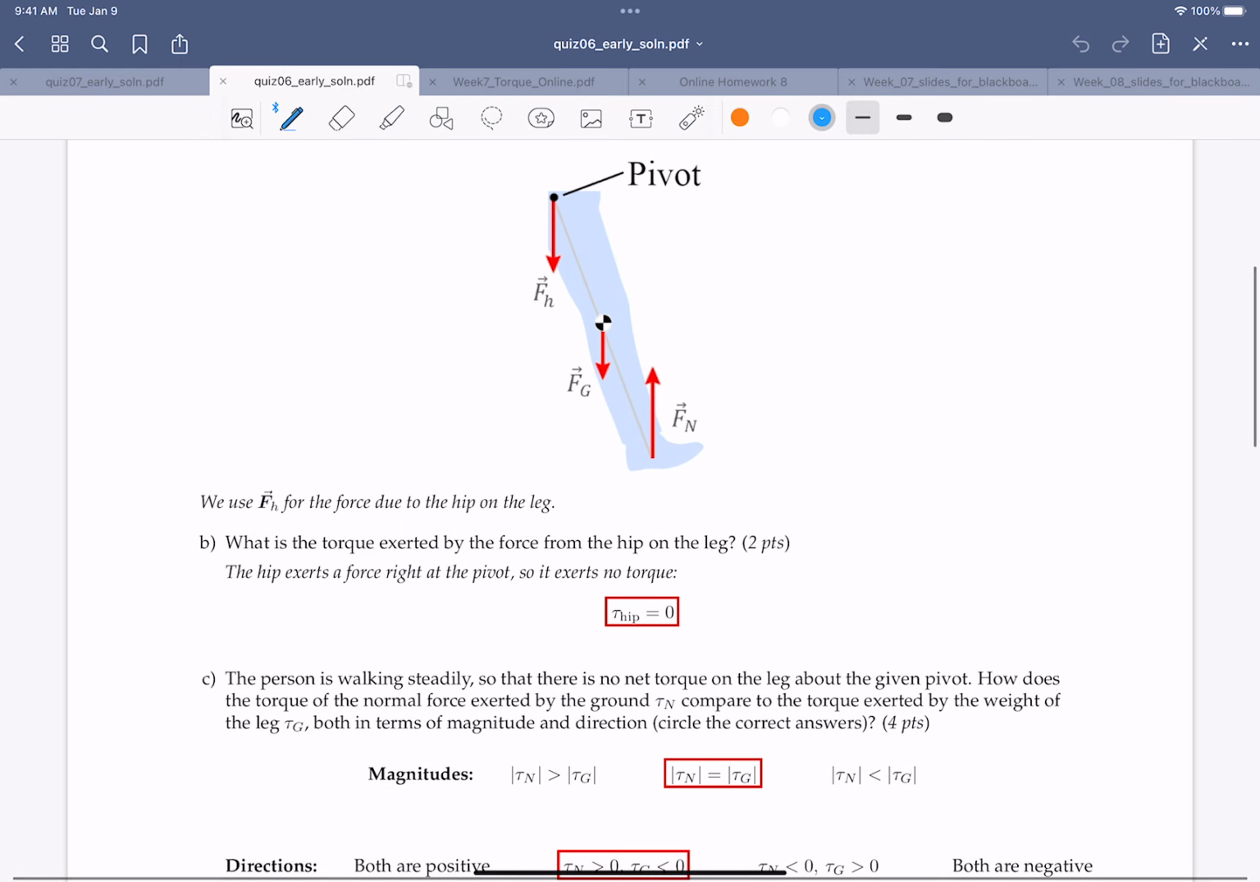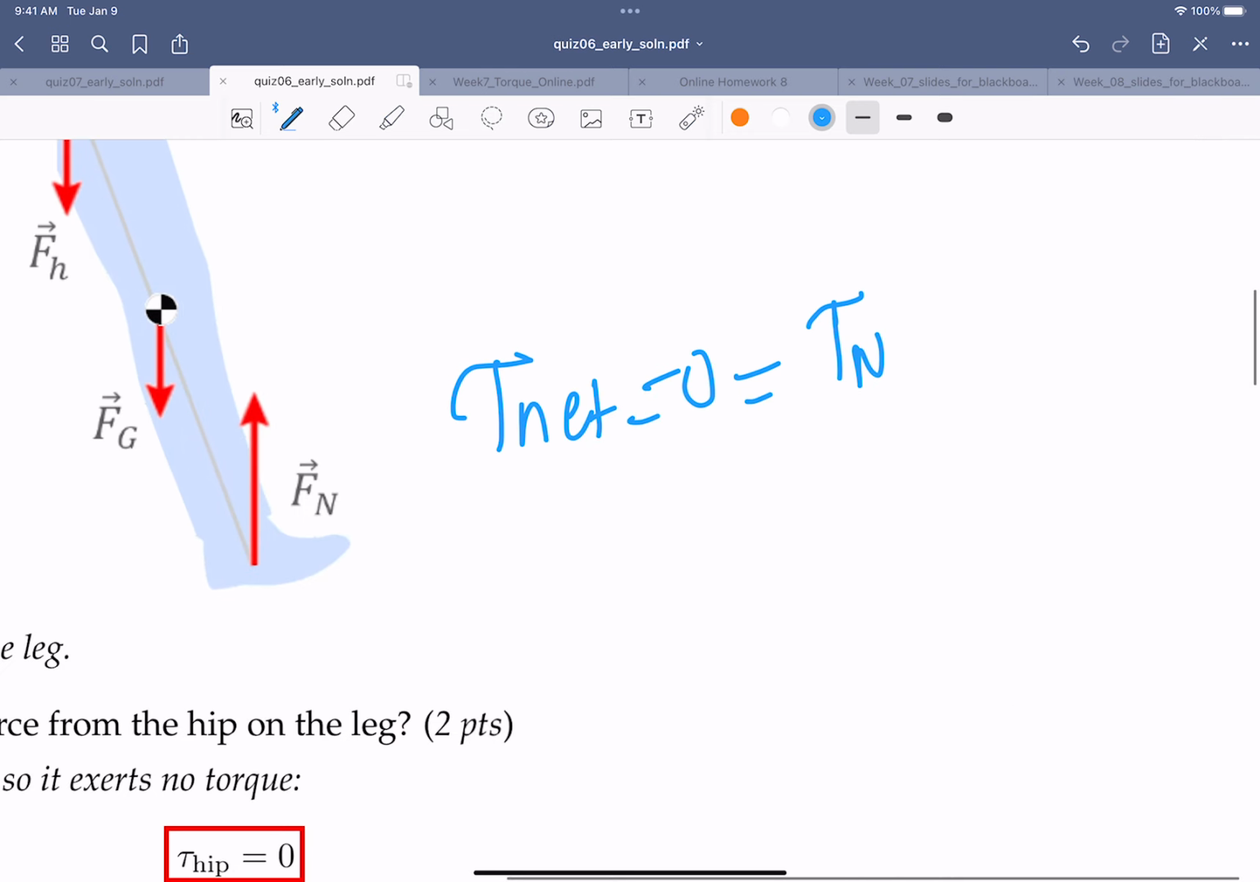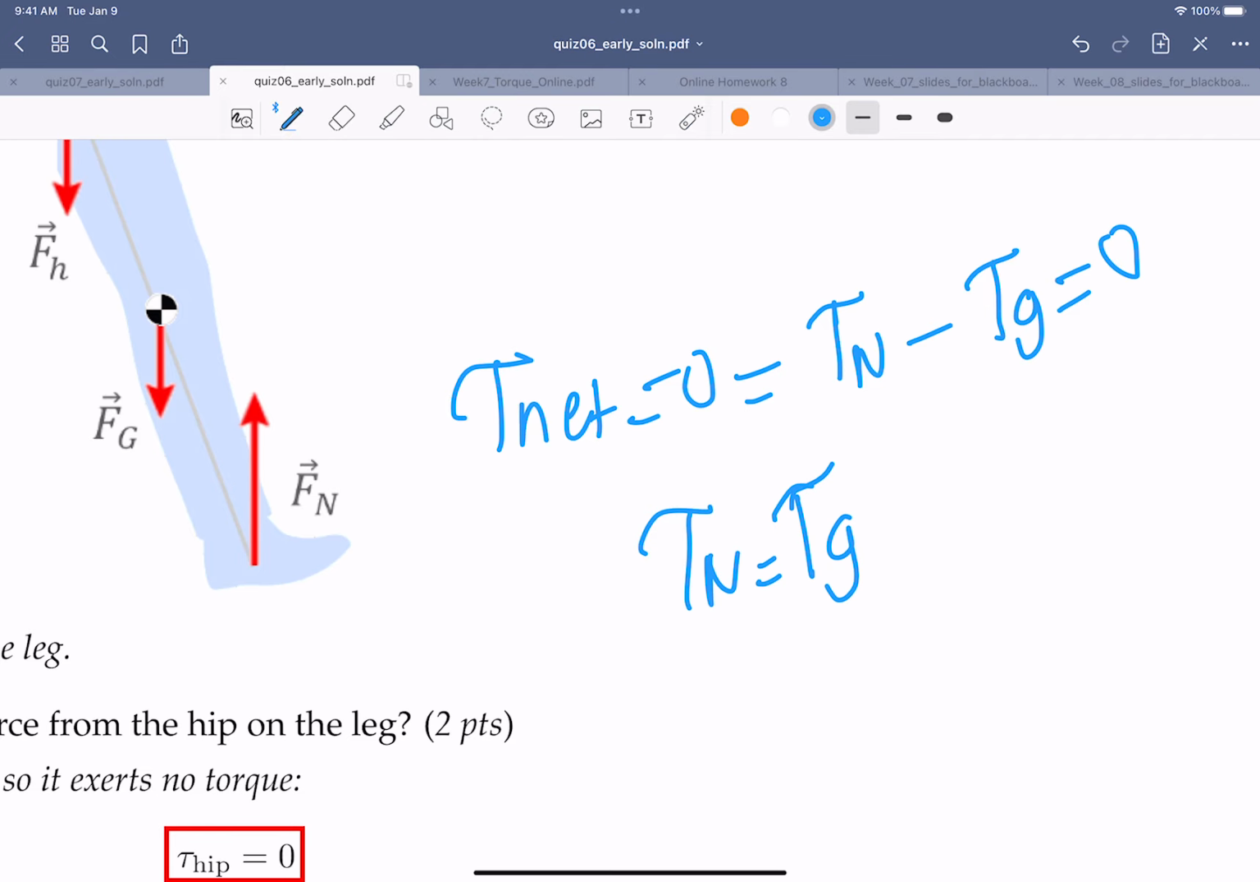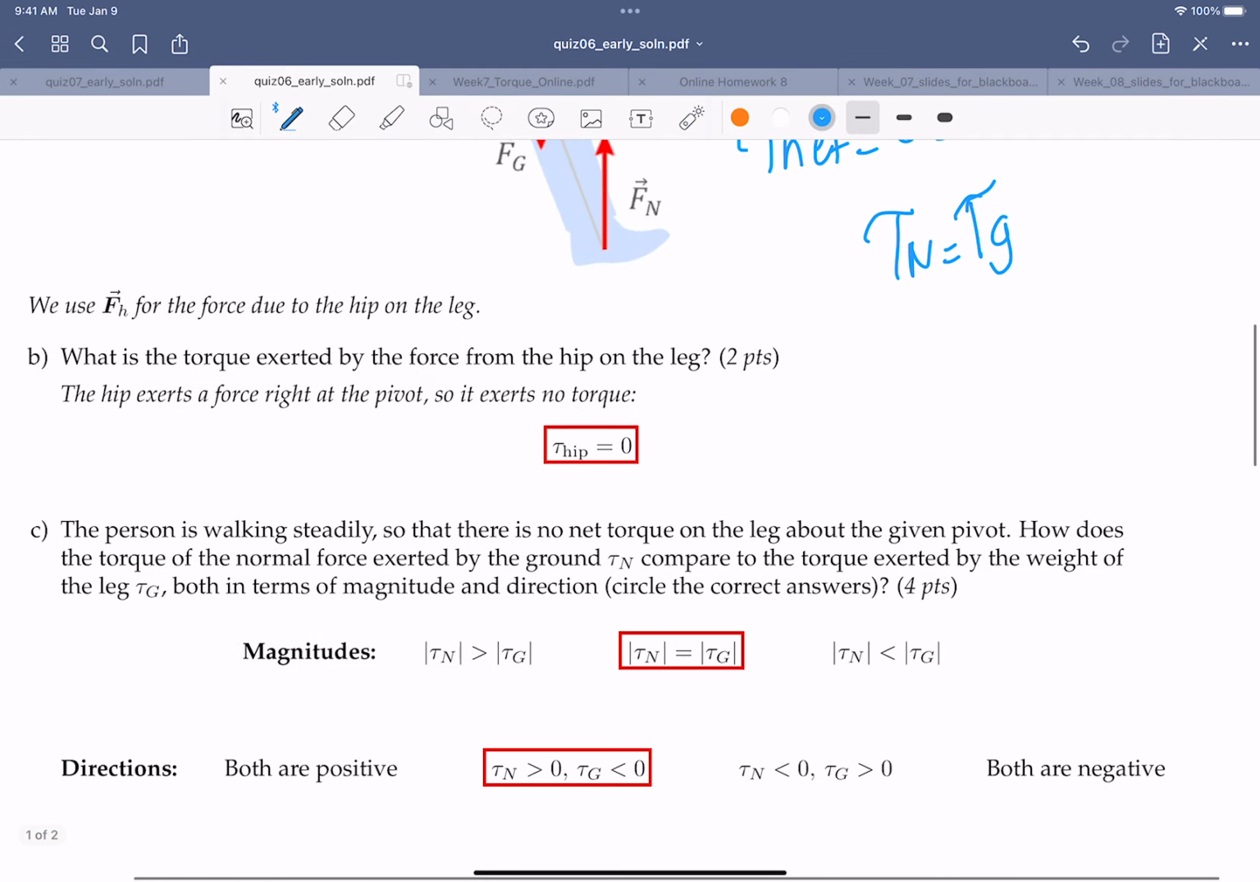They already told us that it's walking steadily, so there's no net torque. So T net is equal to 0. So you have Tn, that's positive, right? Positive torque for the normal force since it's pointing counterclockwise. And then negative torque there for gravity because it's clockwise, and that's equal to 0. So Tn should just equal Tg, right? There.